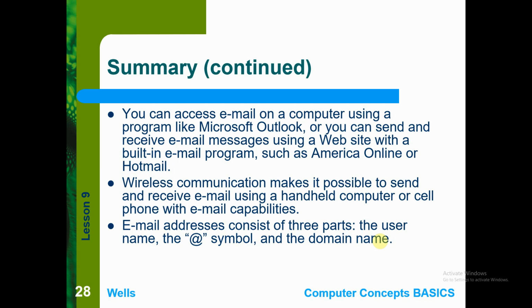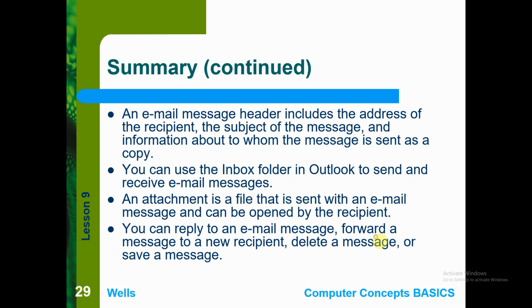You can access email on a computer using a program like MS Outlook, or you can receive emails on a website with a built-in email program. Hotmail, Gmail, and Yahoo Mail are the best examples of these browser-based email programs. Wireless communication is also possible using a handheld or cell phone with email capabilities. The three parts of an email address are the username, the @ symbol, and the domain name. The header contains the address of the recipient, the subject, the message, and the CC, the copy sent to others. These are the three main parts of the header.